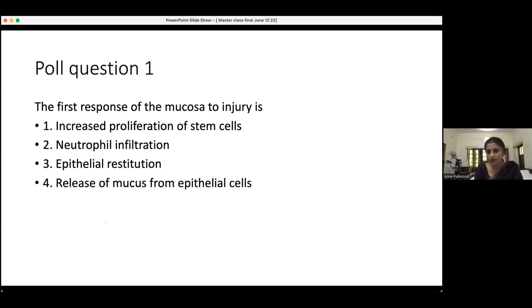The first response of the mucosa to injury is increased proliferation of stem cells, neutrophil infiltration, epithelial restitution, and release of mucus from goblet cells. If you don't know what restitution is, it's the movement of the epithelial cells to cover a gap. Which is the first response of the mucosa?